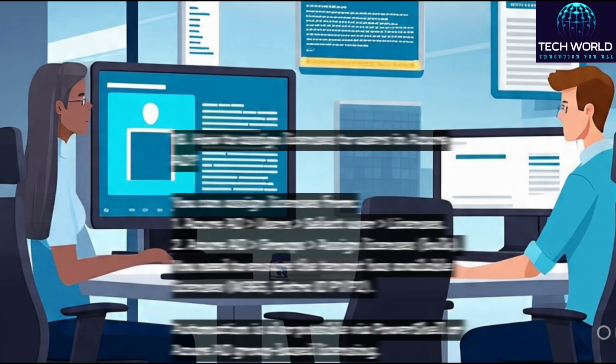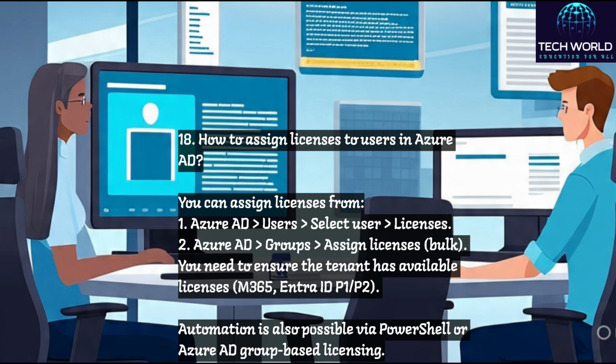18. How to assign licenses to users in Azure AD? You can assign licenses from Azure AD, Users, select user, Licenses. Azure AD groups can assign licenses in bulk. You need to ensure the tenant has available licenses, M365, Entra ID P1/P2. Automation is also possible via PowerShell or Azure AD group-based licensing.